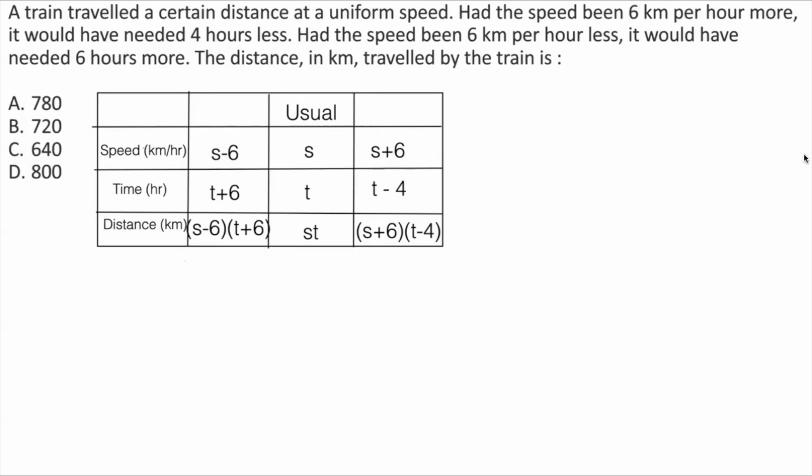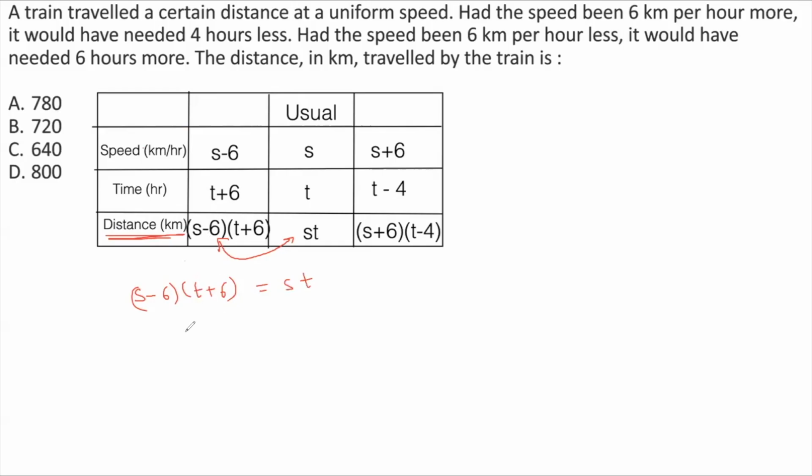The time would have been t plus 6. So now the distance would be speed into time, (s minus 6) into (t plus 6). Now, in all the three cases, the distance remains the same. So let's equate the distance in the first and the second cases. (s minus 6) into (t plus 6) will be equal to s into t, or st.